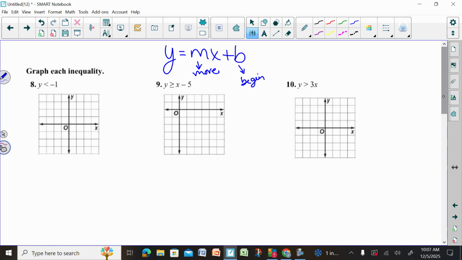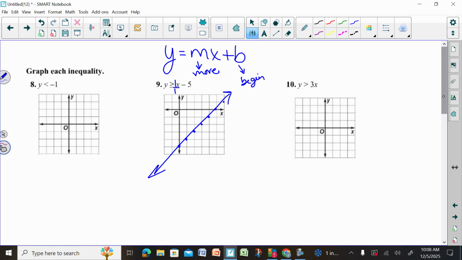Okay, so let's go ahead and do number 9. Number 9 is already in this form, y equals mx plus b. My m value, or my slope, is 1. I can put it over 1 because there's 2 motions there, and then my y-intercept is -5. So I'm going to begin at -5 on the y-axis. Put your beginning point, and then you're going to move the slope. You're going to go up 1, 1 to the right. And then you're going to connect and extend those. So that's the boundary line.